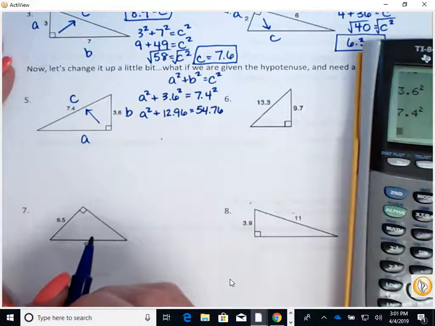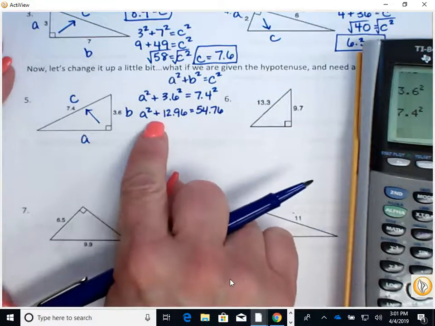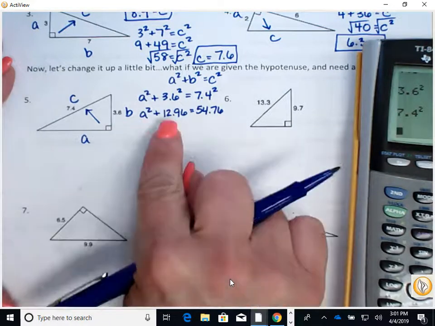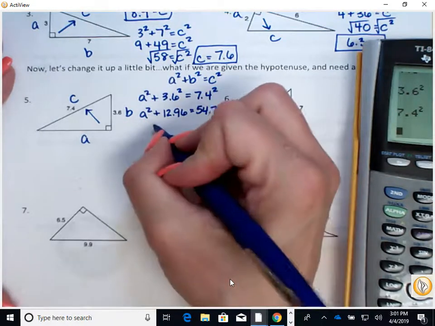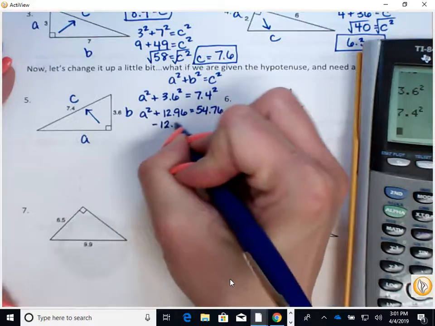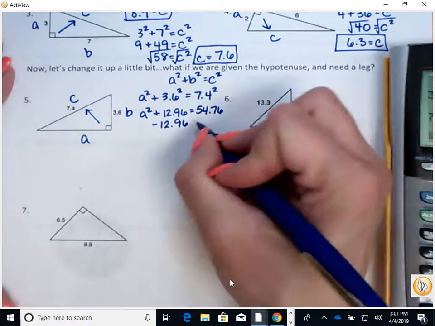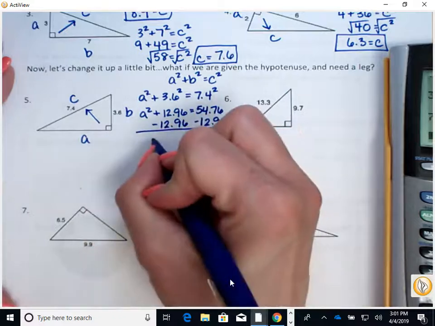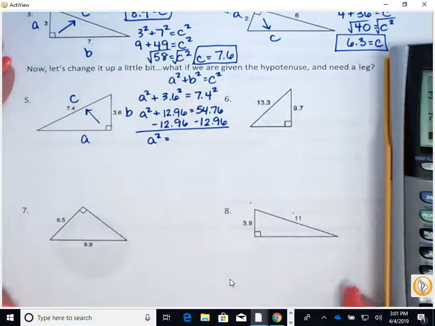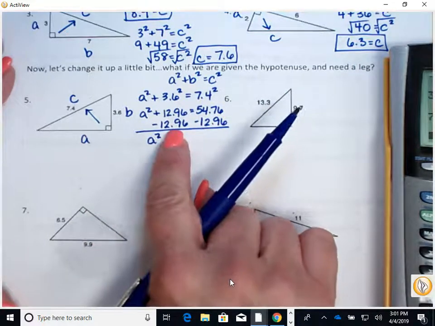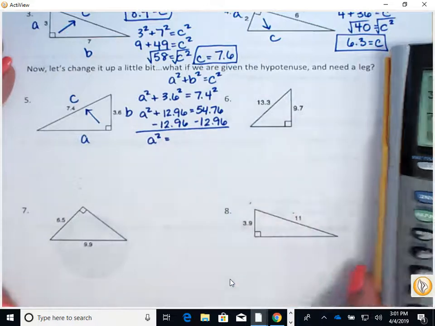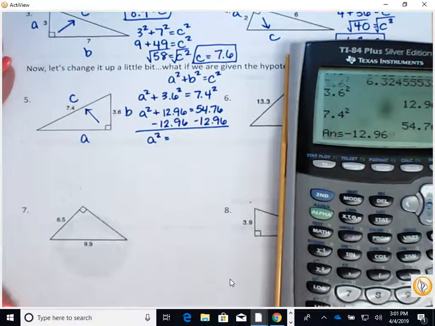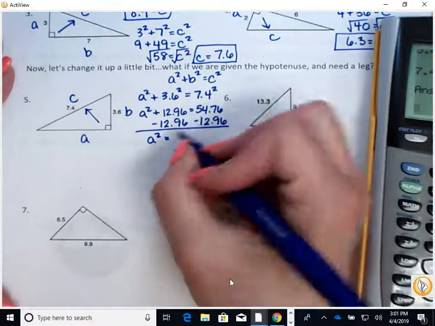All right, now to get A squared by itself, since I have plus 12.96, I need to do the inverse and subtract 12.96, and whatever I do to one side, I've got to do to both. When I do that, the 12.96's drop out on this side. 54.76 minus 12.96 gives me 41.8.